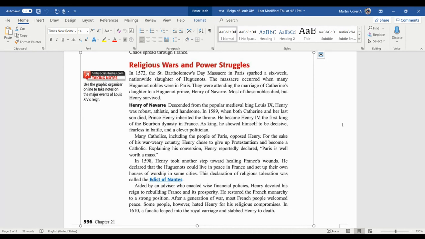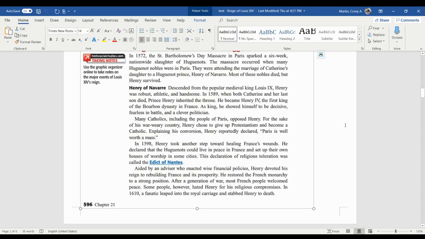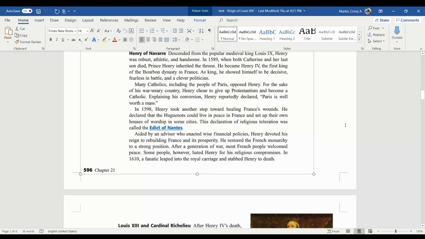The massacre occurred when many Huguenot nobles were in Paris. They were attending the marriage of Catherine's daughter to a Huguenot prince, Henry of Navarre. Most of these nobles died, but Henry survived. Henry of Navarre. Descended from the popular medieval King Louis IX, Henry was robust, athletic, and handsome.